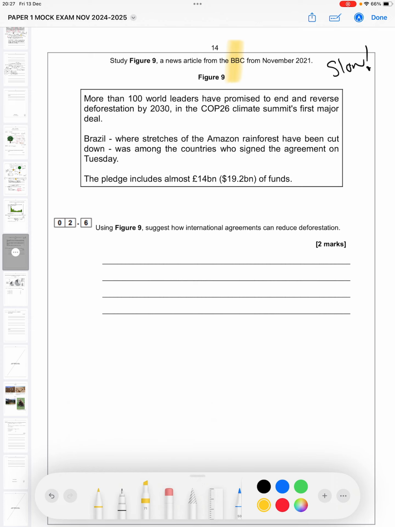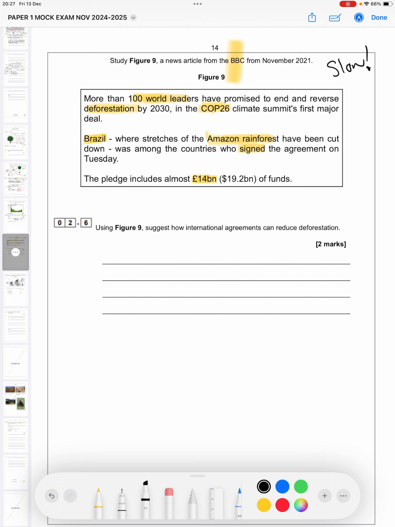So we have got something from the BBC. I don't know why that highlighter is so big. We've got more than about 100 world leaders. They want to reverse deforestation at COP26. We've got Brazil, obviously home to the Amazon, have signed up as well. The pledge also includes 14 billion in funds, so just pick it apart.